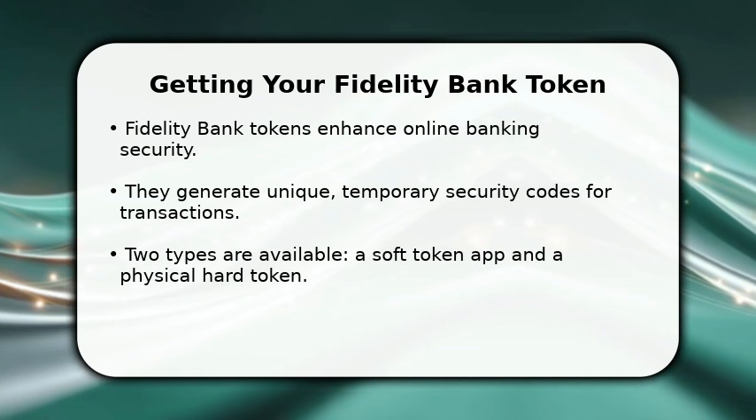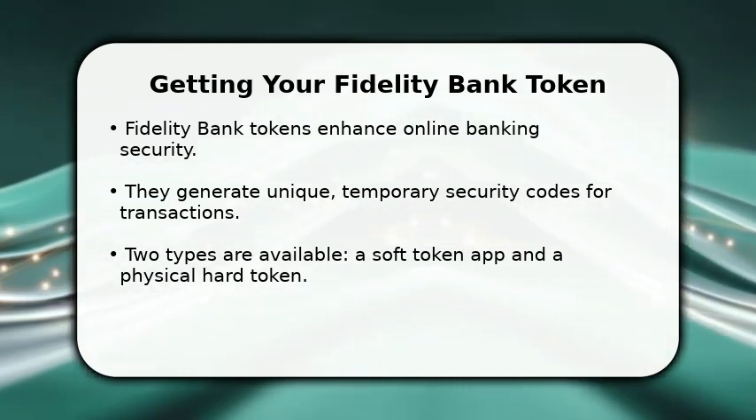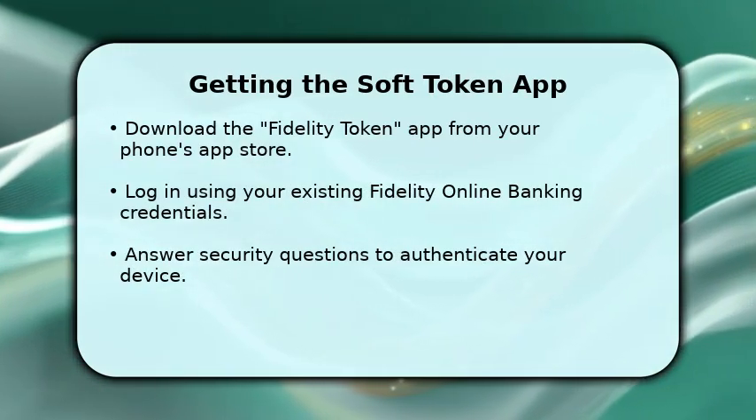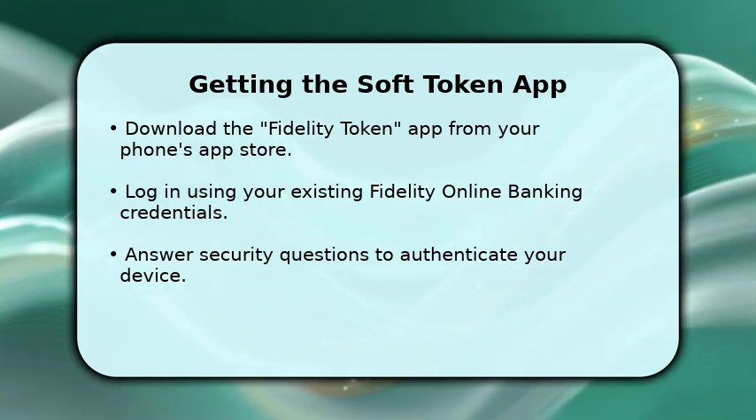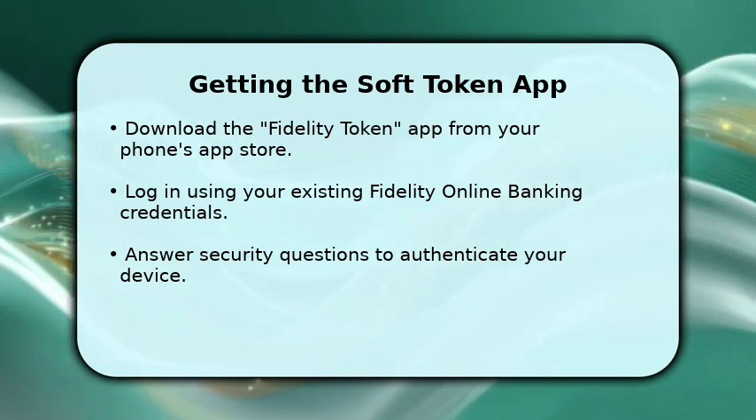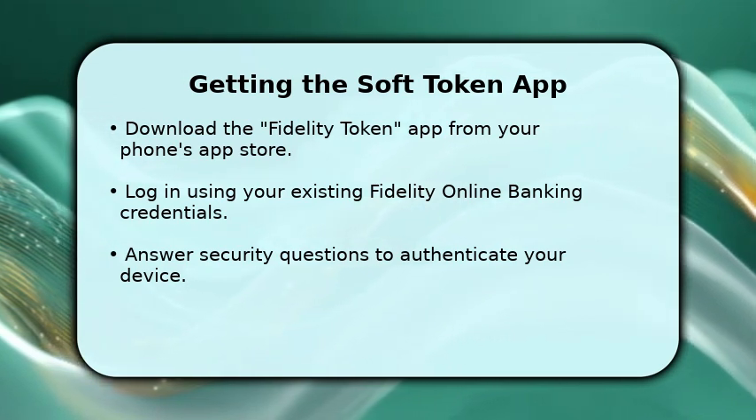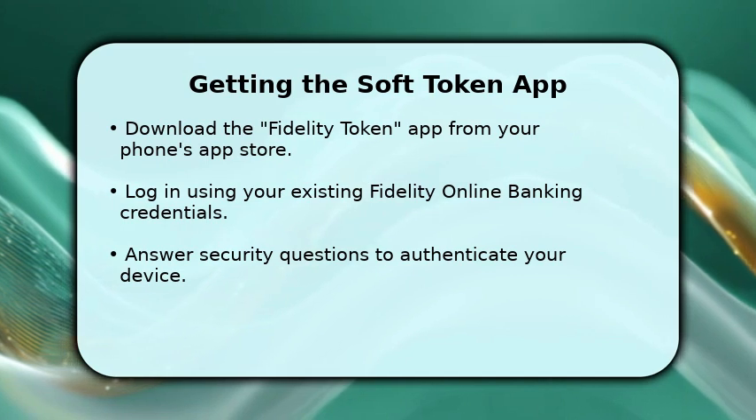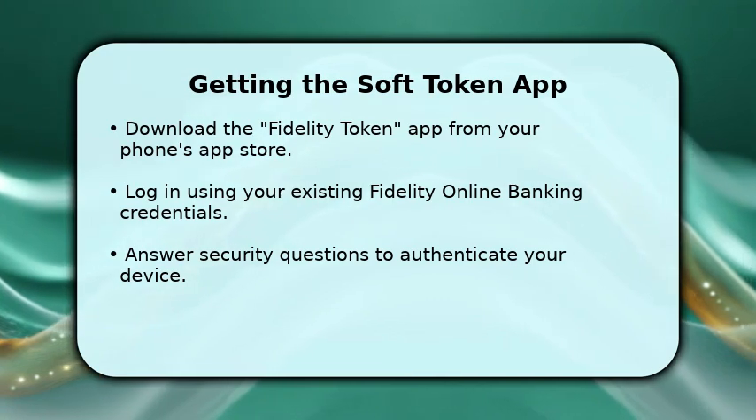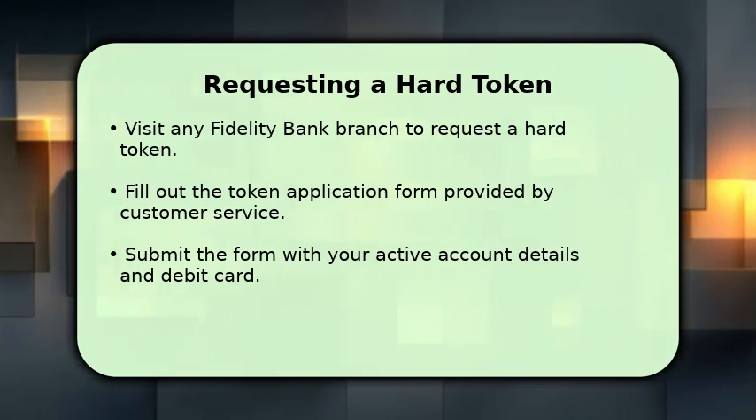You have two main options for obtaining a token: a convenient soft token application for your smartphone or a physical hard token device. To get the soft token, simply download the official Fidelity Token application from your mobile phone's app store, whether you use an Android or iOS device. Once installed, open the app and log in using your existing Fidelity online banking username and password. You will then be prompted to answer one of your security questions to authenticate your device and complete the setup process.